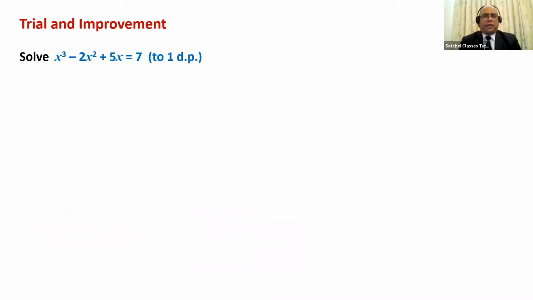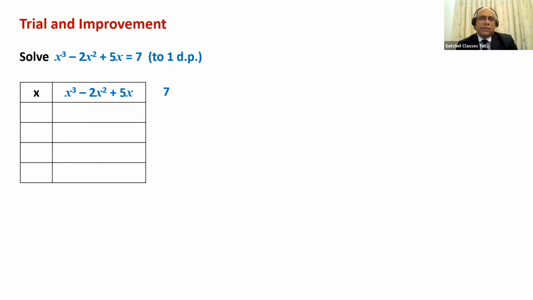Let's say we have a higher order equation, x cubed minus 2x squared plus 5x equals 7. Now, we don't want to solve this using iteration, but we'll solve this using trial and improvement to 1 decimal place, right? So as you know, we need to use one value of x to begin with, and then make an improvement. So what if x was 0? If x is 0, the left-hand side of the equation, x cubed minus 2x squared plus 5x, will be 0. But we need it to be 7, right?